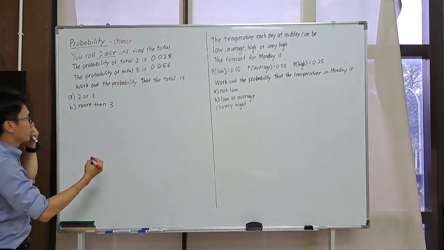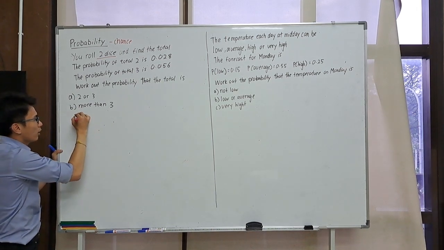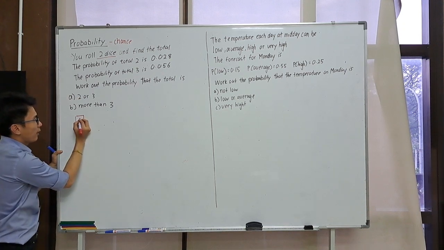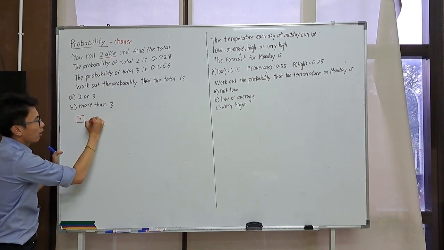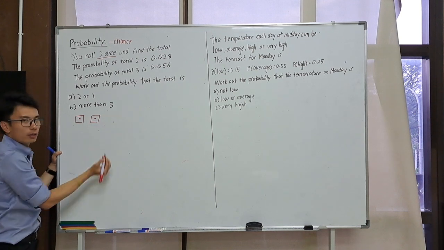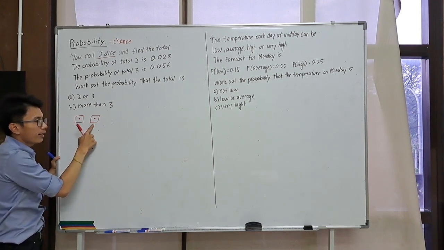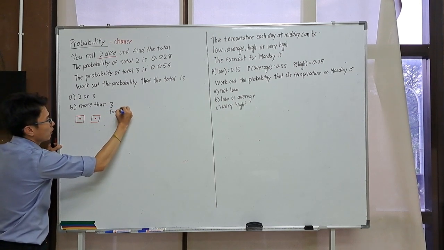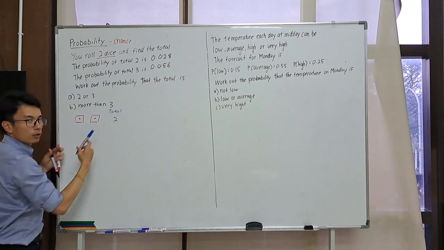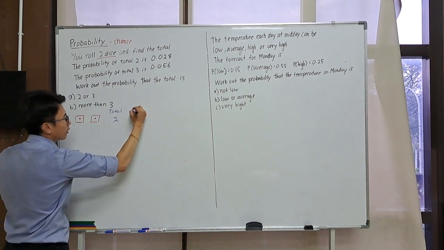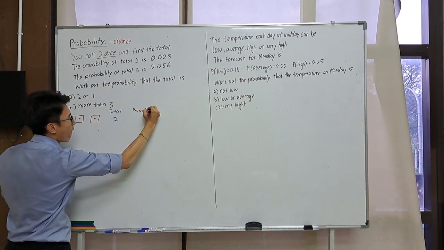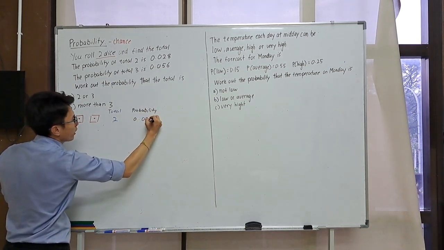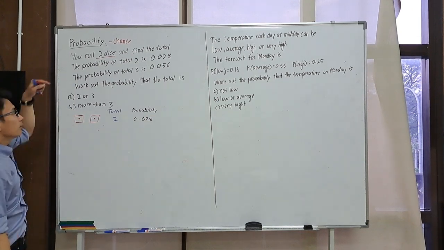So I'm going to draw this out over here. So you have 2 dice over here. So for me to get a total of 2, my first dice must be 1. My second dice also must be 1. So first dice I get 1, second dice I get 1. That is the only way I can get my total, which is 2. And it's represented by the probability of 0.028. So that's what I meant. Okay? So let's look at the next line.